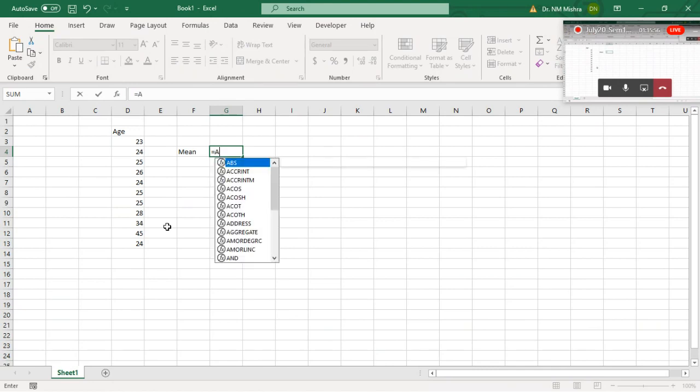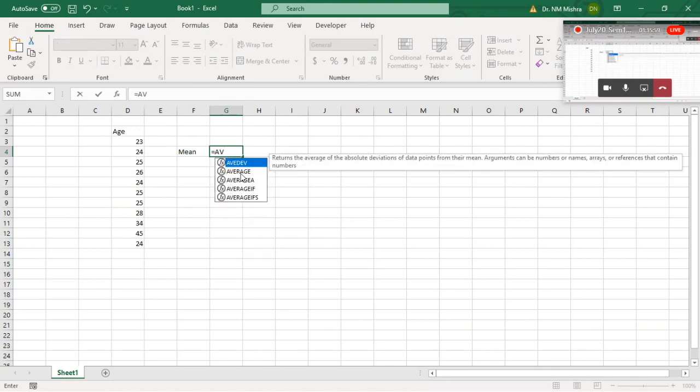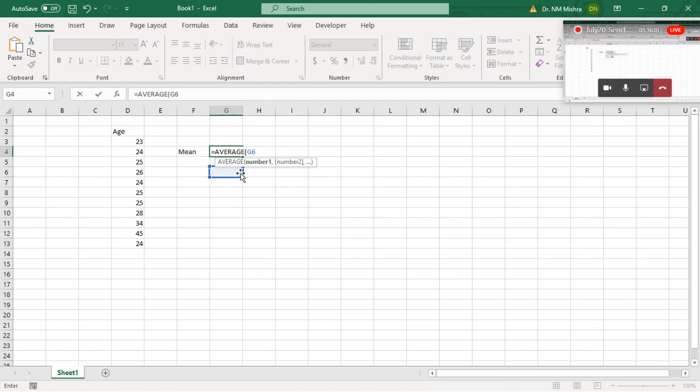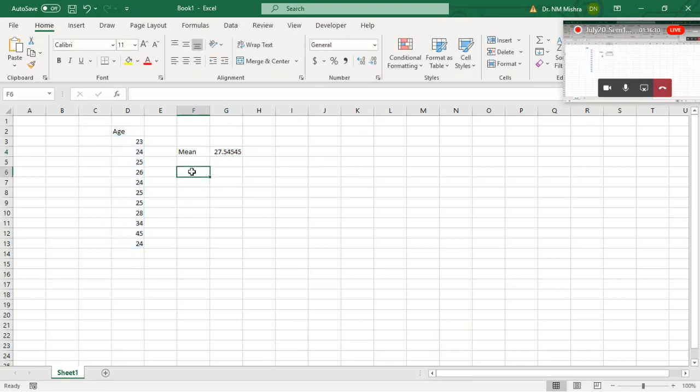But Excel has a function, the average function. You can use this average function and select the entire data set here. I will upload it here on the Padlet. You can practice at your end. This is the mean we have got. So mean means the average, the central tendency of this data set, which is 27.5. So what is the average value? Average age is 27.5.